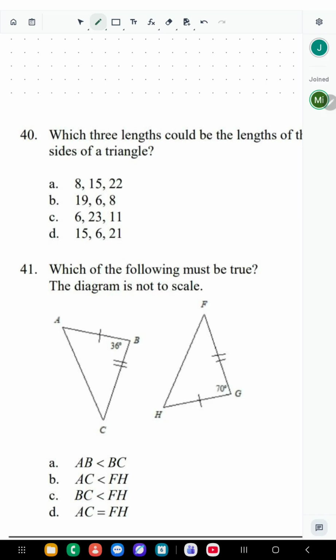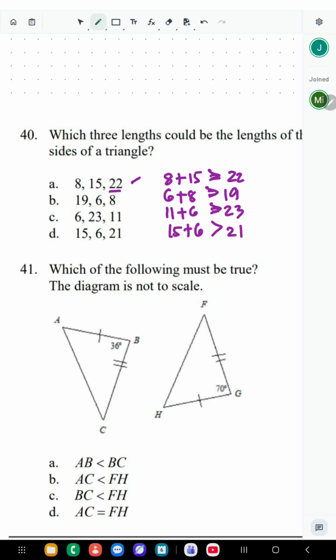Okay, so the sum of the two sides should be larger than the longest side. So the first one, the longest side is 22. 8 plus 15 should be greater than 22. Here, 6 plus 8 should be greater than 19. And 11 plus 6 should be greater than 23. Then 15 plus 6 should be greater than, not equal, greater than 21.